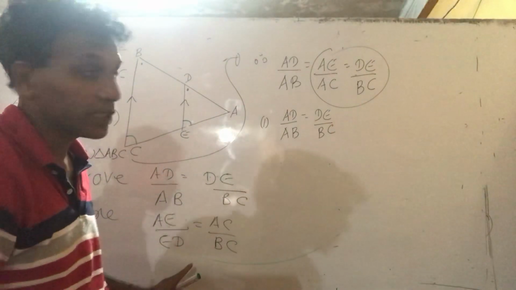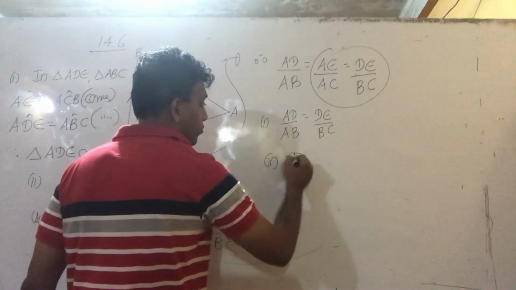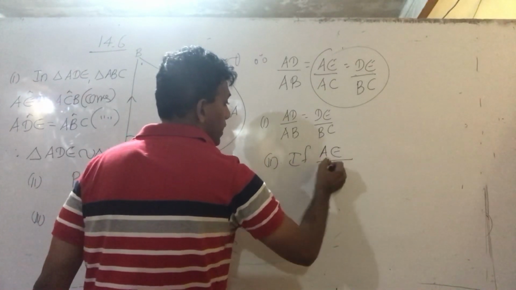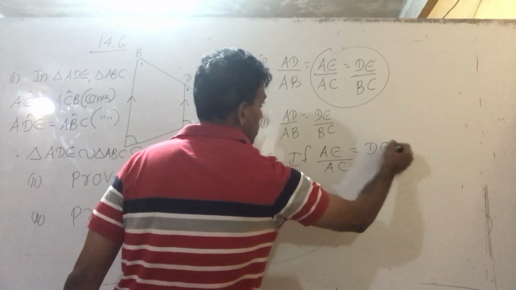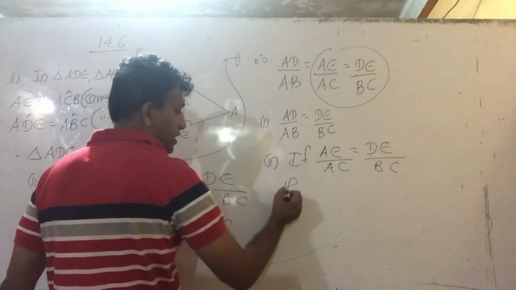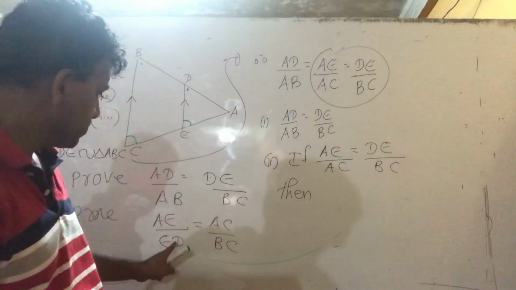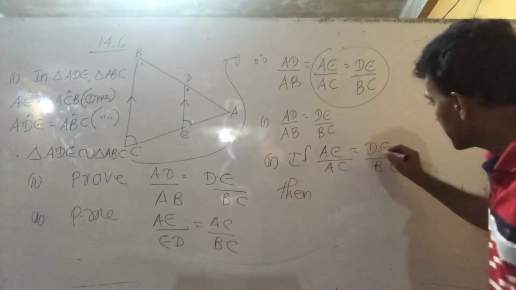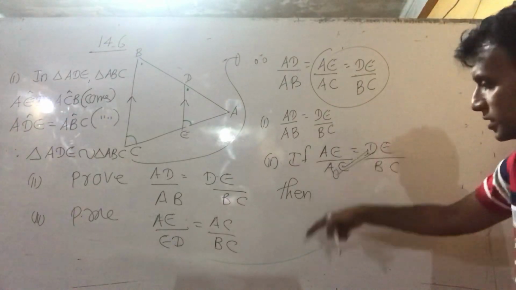So for the second part, I say if AE over AC equals DE over BC, then what happens? See, I said, with the answer decide the method. Take the D down, take the AC up, change. That's the answer.